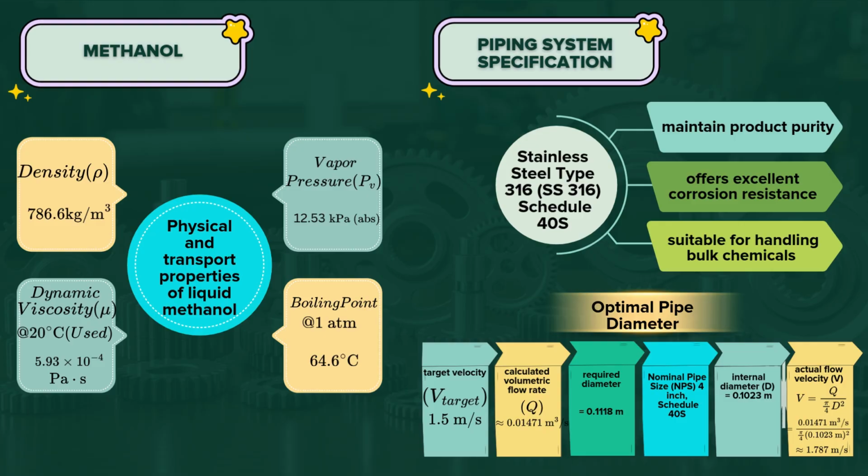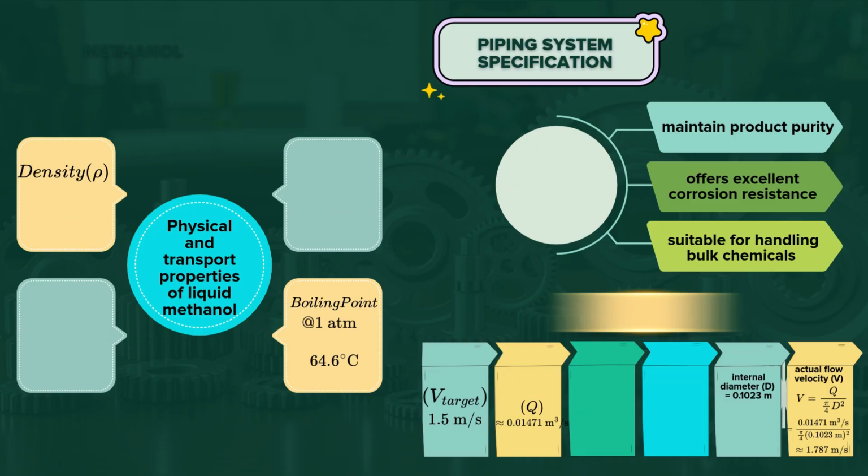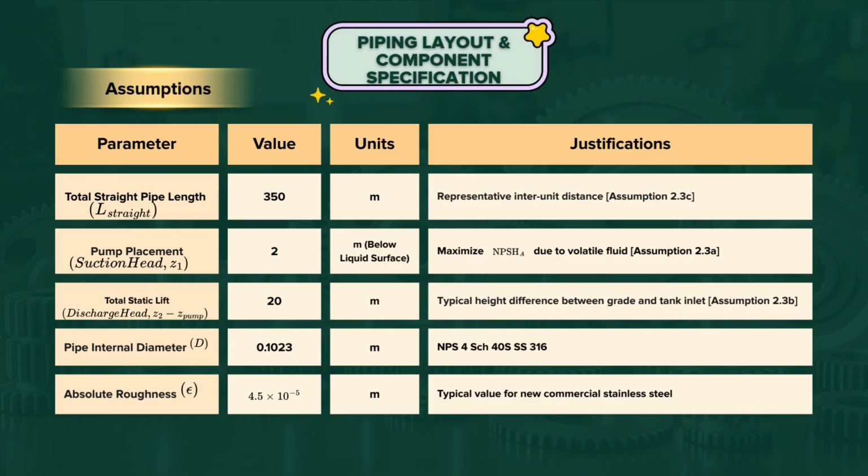The resulting actual flow velocity is 0.01471 m³/s divided by (π/4 times 0.1023 m squared), which equals 1.787 m/s. This actual velocity is within the acceptable design range. Detailed piping layout and component specification. To quantify the pressure drop, the geometric configuration and component list of the pipeline must be defined.